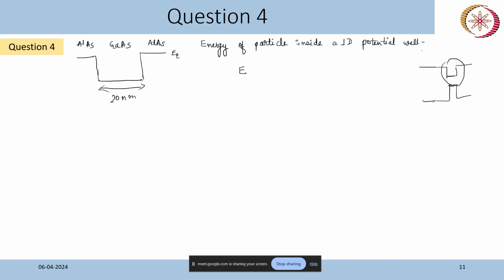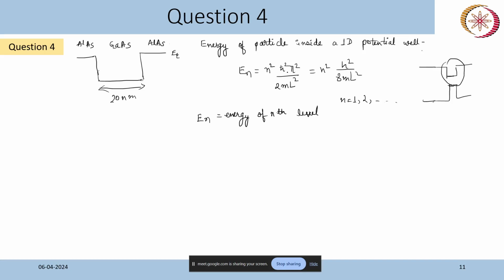So En is equal to n square h bar square pi square by 2ml square, which is equal to n square h square by 8ml square. Now n varies from 1, 2 and so on. These are the quantum numbers. Here n equal to 1 means the ground state. Here En is the energy of the nth level, and you know the other parameters.